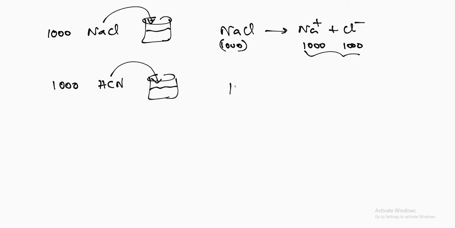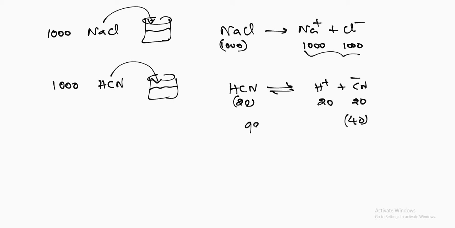Whereas if I take hydrogen cyanide, if it dissociates, you will get H plus ion and CN minus ion. If one molecule of HCN dissociates, you will get one H plus ion and one CN minus ion, no doubt in that. But if you put 1000 molecules in water, not all 1000 molecules dissociate. Say, for example, 20 molecules dissociate. So I'll get 20 H plus ions and 20 cyanide ions. So we have only 40 ions altogether. The remaining 980 molecules exist as undissociated molecules.